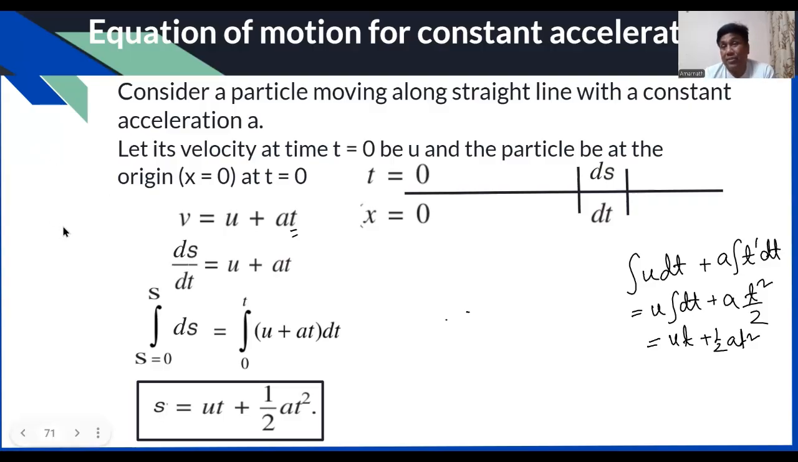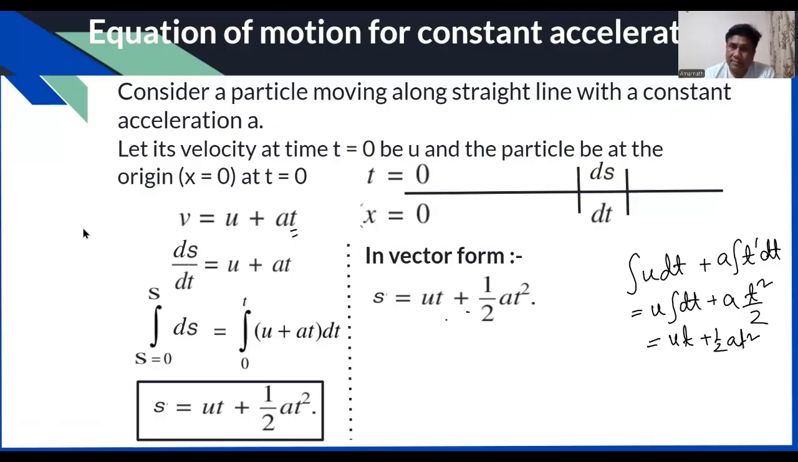Okay, again it is a vector equation. Remember, it is again a vector equation. So here s is not distance, it is displacement. So in vector form, I put s vector equal to ut, where u is the vector, t is scalar, plus half at square, where a is the vector.